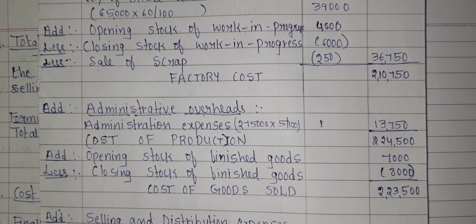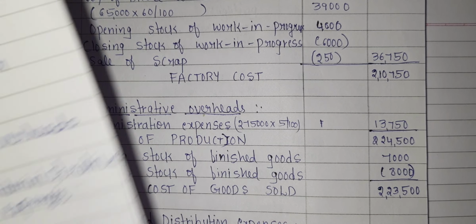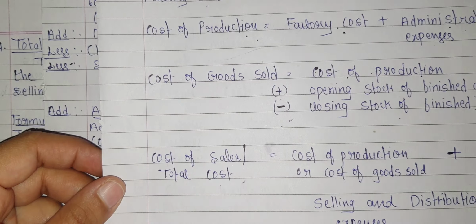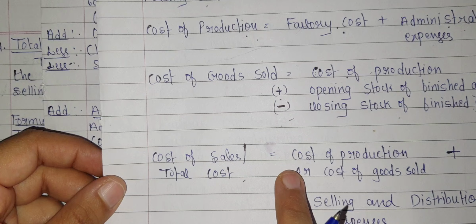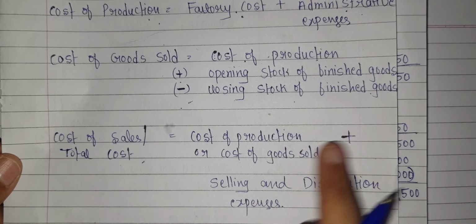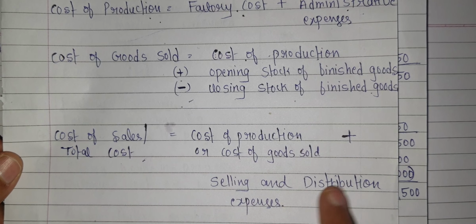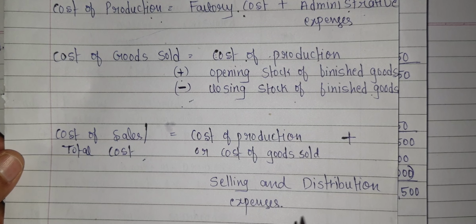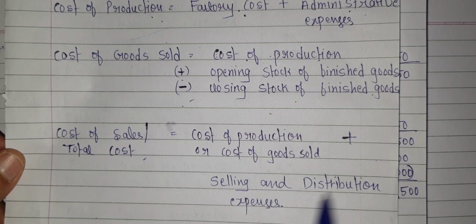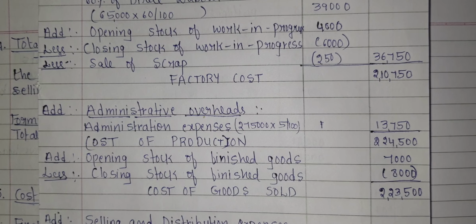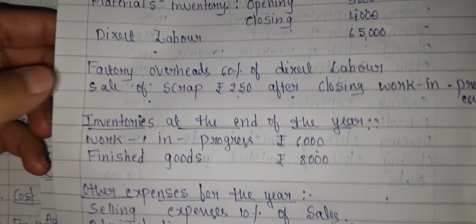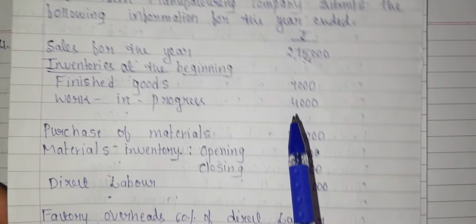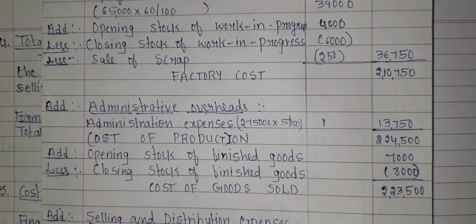That is selling and distribution expenses. Fifth step, we have to find out cost of sales or total cost. That is equals to cost of production or cost of goods sold plus selling and distribution expenses. We know the cost of goods sold. And now we have to find out selling and distribution expenses. See here, selling expenses 10% of sales. So our sales is rupees 2,75,000.